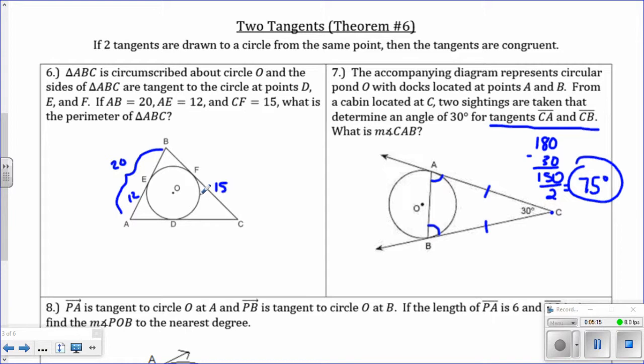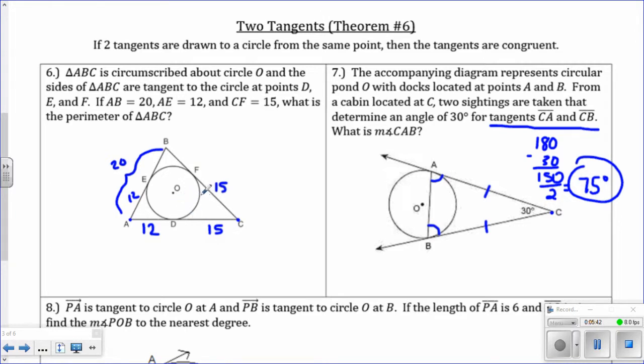So we have to find the sides of triangle ABC and then just add them up. We know one of the sides is 20. In order to get the other sides, you're going to have to use theorem 6. So if you look at point C, from C to F is a tangent, C to D is a tangent, and they're both drawn from the same point C, so that means CD is 15. We can use the theorem again. AE is a tangent, AD is a tangent, both drawn from point A, so AD is 12.